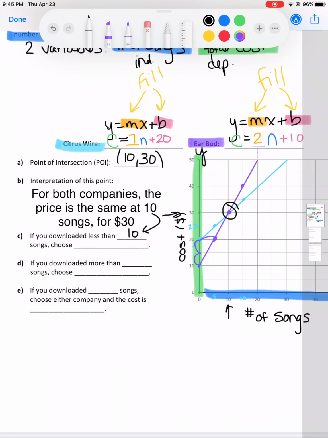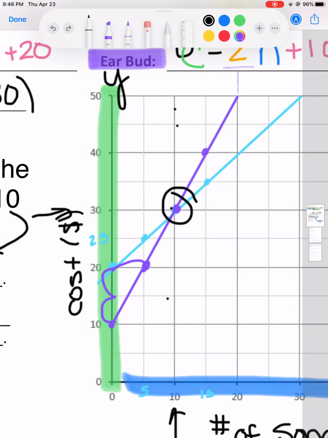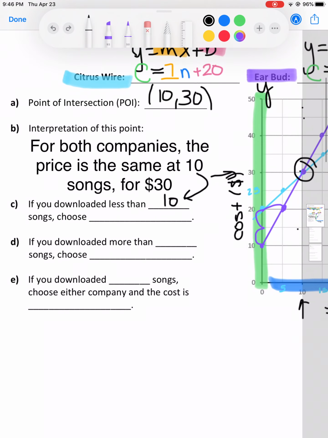who would you choose? So if we go for 10 songs, that means I'm going to look at it from 10 and less. Okay, there's supposed to be a dotted line here. Who would I go with? Well, if you look here at 10 songs, the purple line is lower when it comes to the Y, right? So that means Earbud would be cheaper.